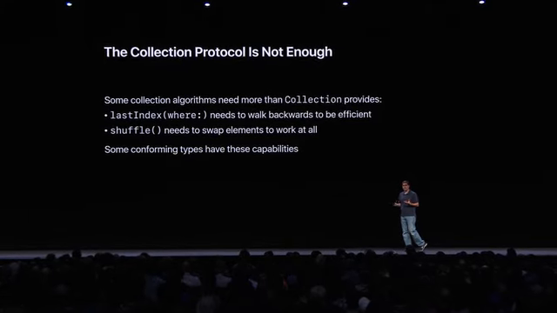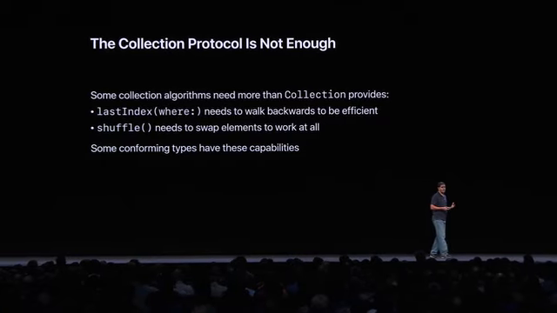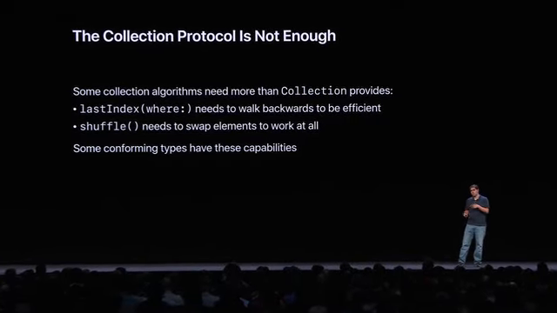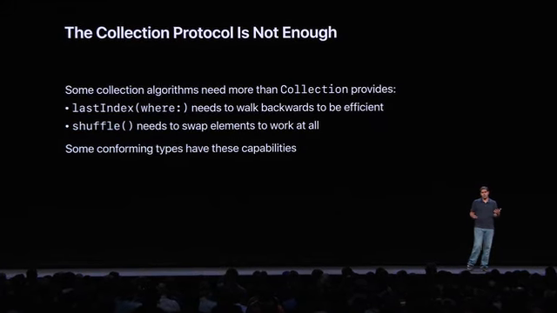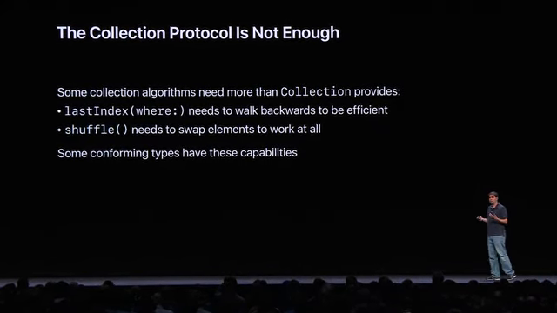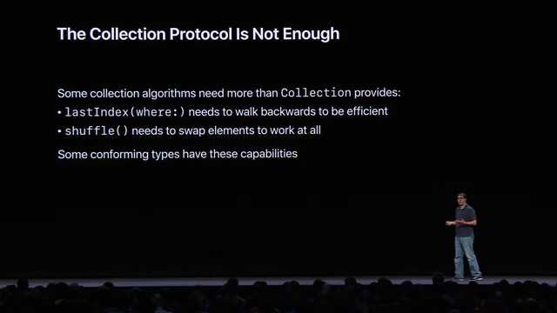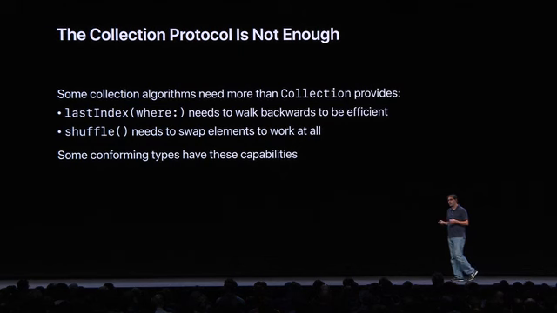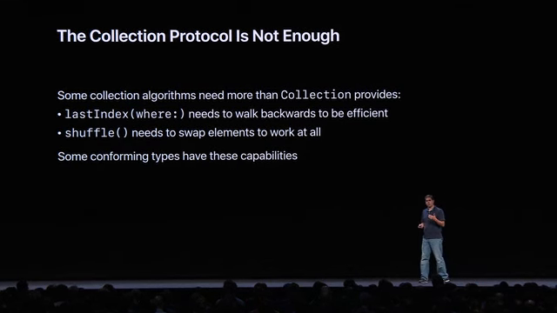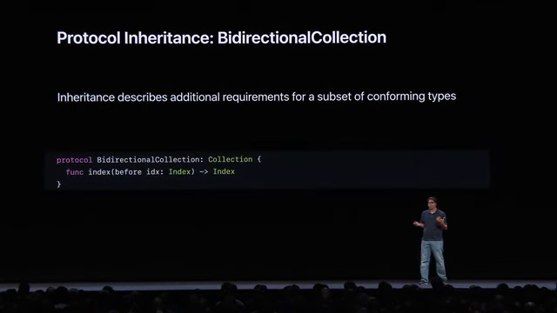For example, if we want to find the index of the last element in a collection that matches some predicate, the best way to do that would be to start at the end and walk backwards. Collection protocol doesn't let us do that. Or say we want to build a shuffle operation to randomly shuffle around the elements in a collection. Well, that requires mutation, and collection doesn't do that. Now, it's not that the collection protocol is wrong, but it's that we need something more to describe these additional generic algorithms, and that is the point of protocol inheritance.